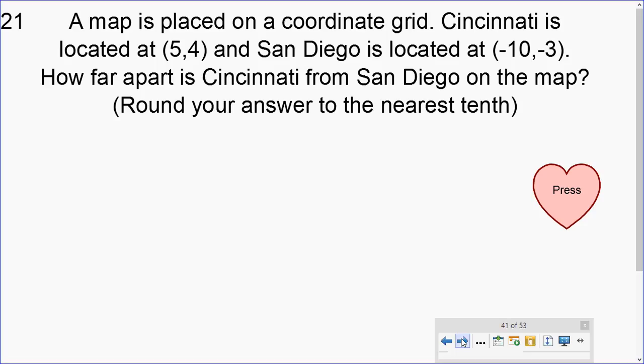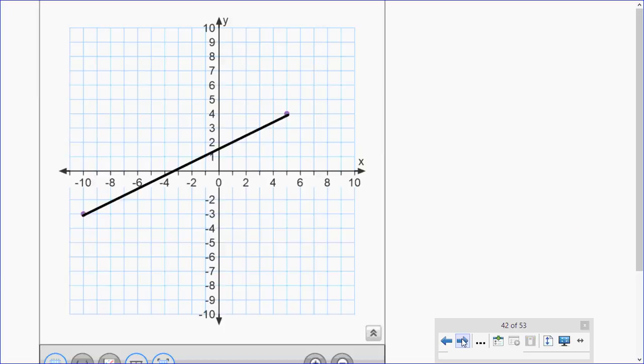Here's a question for you. Cincinnati is located at (5, 4), and San Diego is located at (-10, -3) on a coordinate grid. They want to know how far apart Cincinnati is from San Diego on the map. You have to round your answer to the nearest tenth. That should be interesting. So there it is plotted out. See if you can find the answer.